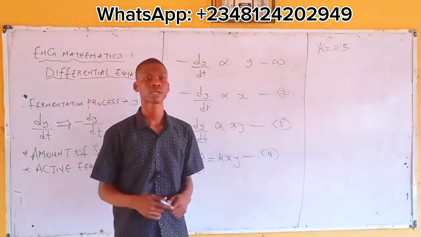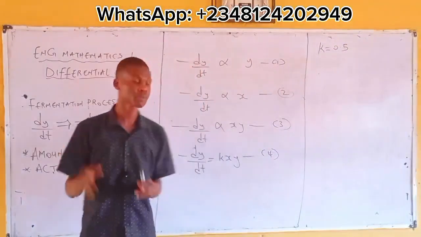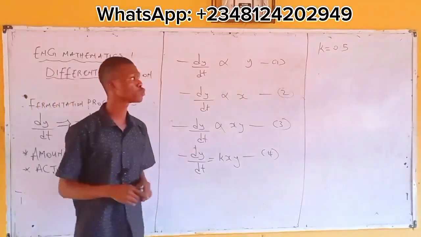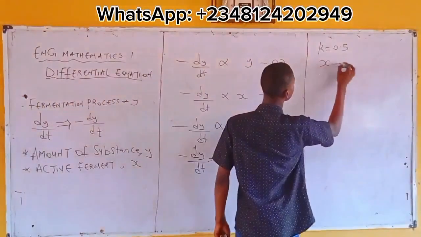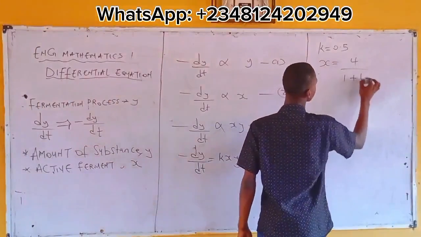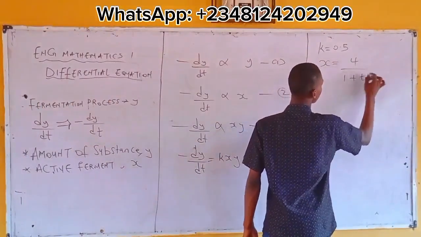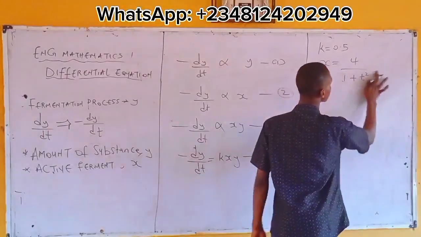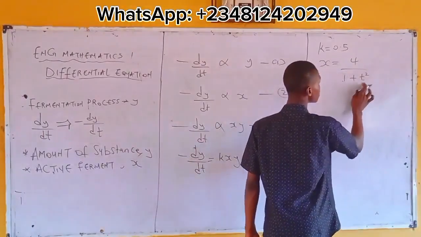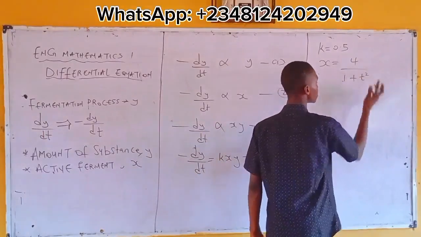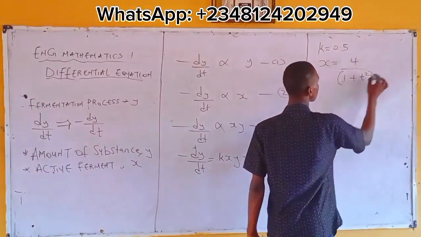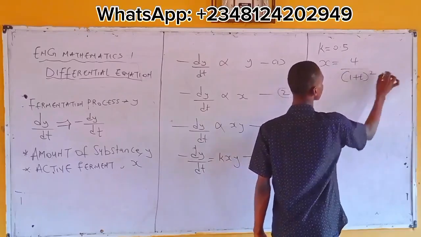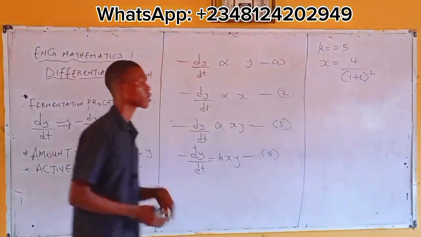The value of x, meaning the value of the active ferment x at any time t, is given to be 4 over (1 plus t) all squared. That is, 1 plus t in brackets, all squared. All right, now from here continue.